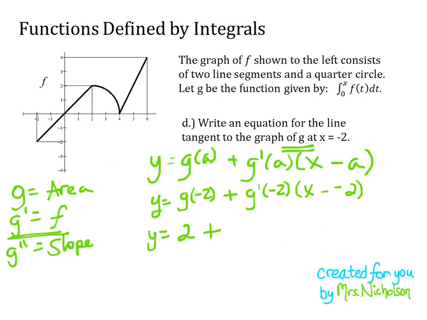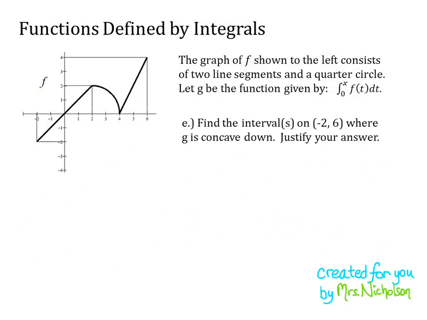And so really g prime of negative 2 just means what is f of negative 2. And if I look at my graph, right here, the graph of f at negative 2 is equal to negative 2. So I'm going to put negative 2 times x plus 2. And you could do simplification. I really want you to stop right there, because if we try to do simplifying and you make a mistake along the way, then you're going to lose the point for this correct tangent line equation. So once you've substituted in the values, let's just stop and move on to the next question.